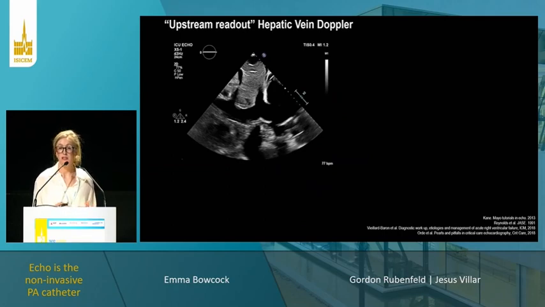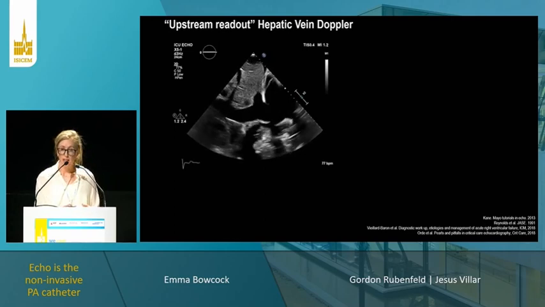We can use hepatic vein Doppler with pulse wave Doppler as important readouts for what's happening in the right atrium. There's a lot of interest now in VEXUS, and I'm not going to go into all of that, but I'm not an expert in it.